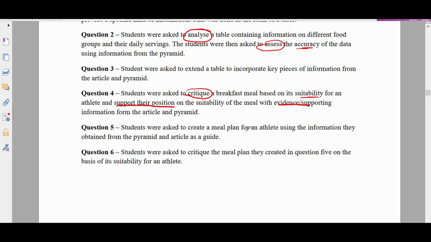So this again here is important. Create, right? That means you have to do some form of work and put it in a particular way that people can understand. Create a meal plan for an athlete using the information they obtain from the pyramid and article as a guide. Question 6.